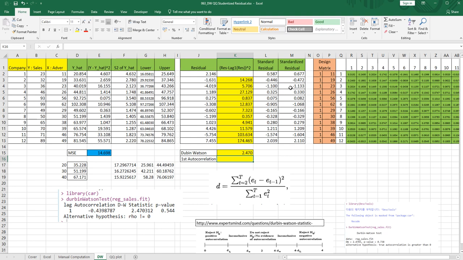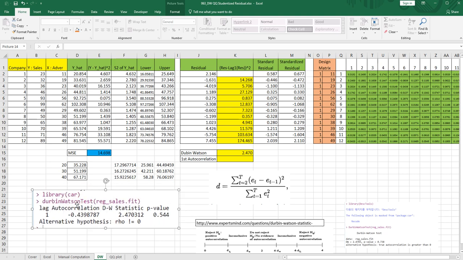Right, 2.47. First autocorrelation. I'm not going to dig into first autocorrelation in this video, but the reason why I want to calculate autocorrelation is that in R, to get the Durbin-Watson statistic and p-value, you need to install the car package and activate the library, and then you can do the Durbin-Watson test. In this case, you can see this autocorrelation. I just want to show you how to get this autocorrelation.